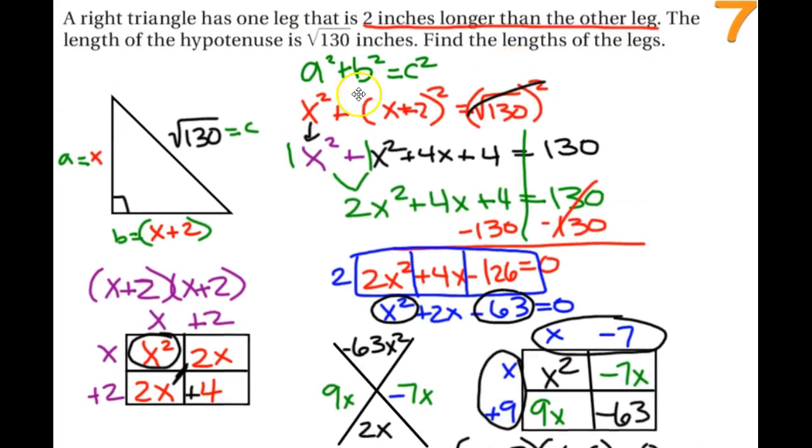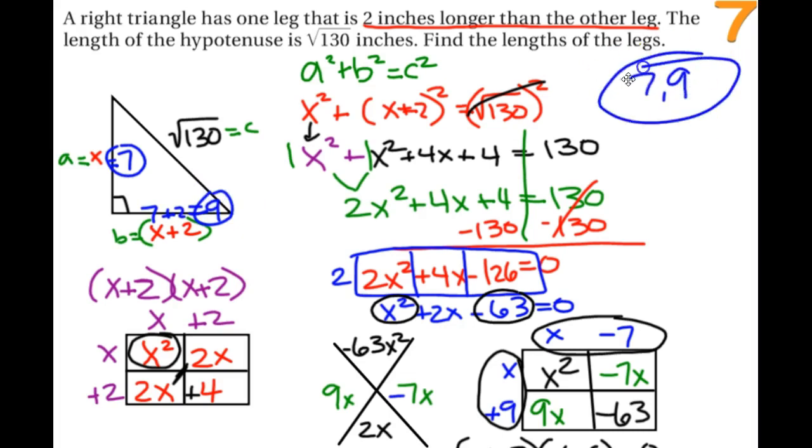So find the lengths of the legs. If this side's just x, we have this side is really just 7. And here x is also 7, so 7 plus 2 is 9. So the lengths of the legs are 7 and 9.